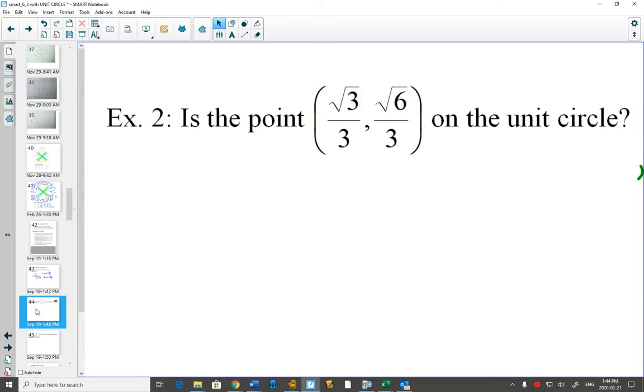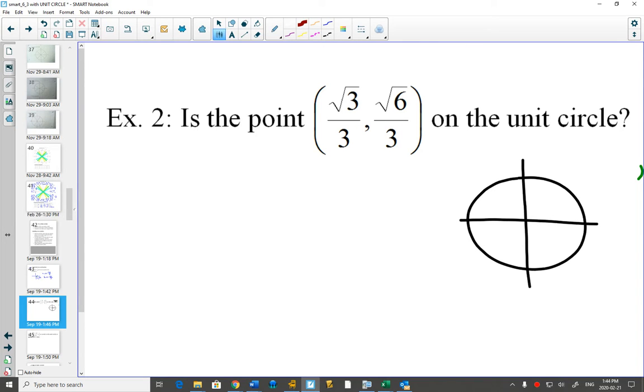But we have to be careful, because if you think about the unit circle, we've only memorized this one, this one, this one, this one, this one. Those are the ones you've memorized. But can you see that there are an infinite amount of other points on there that we didn't memorize? So how do we tell if a point is on the unit circle or not? Well, we could use one of the big ideas.